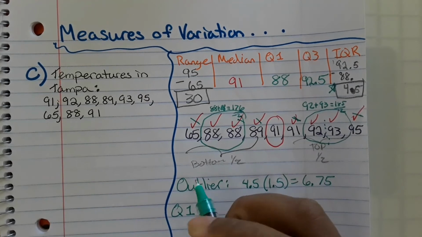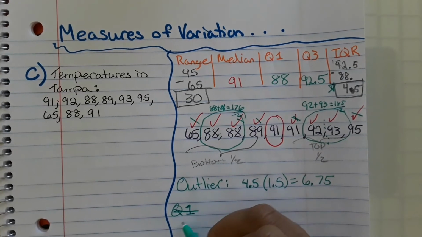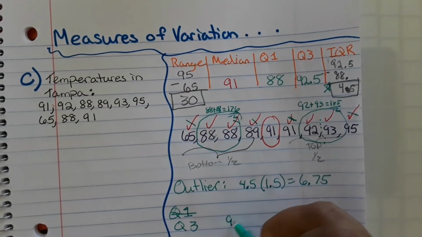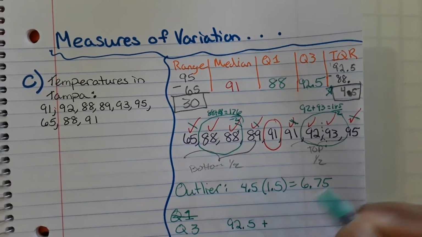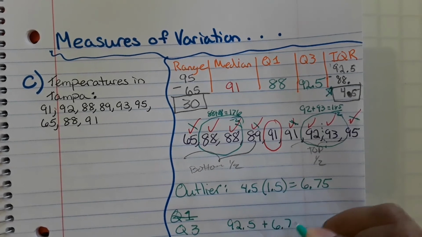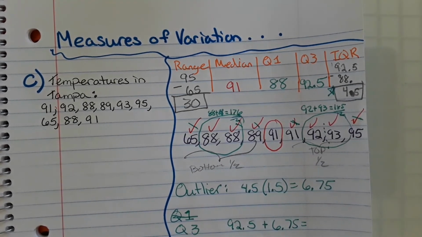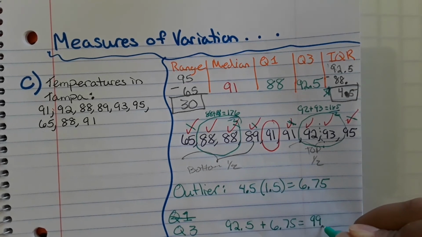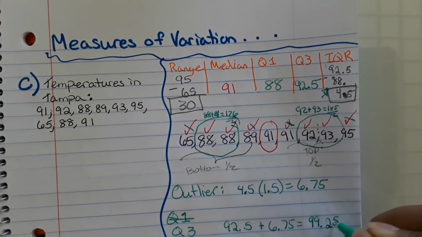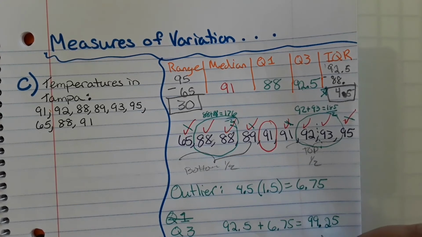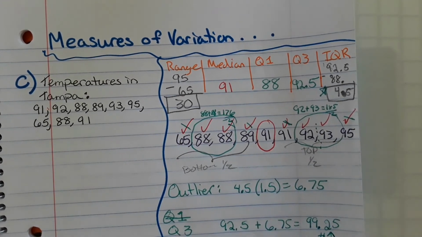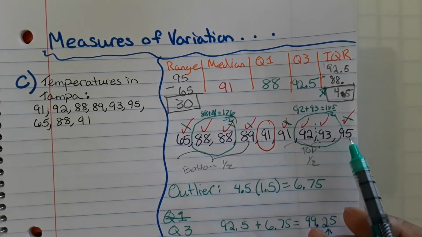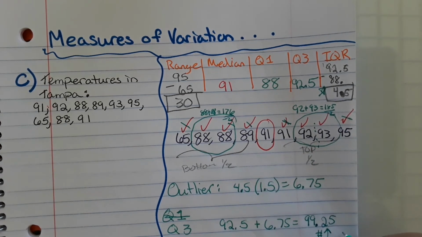Let's do quartile 3. Quartile 3, we would take 92 and 5/10. We're going to add to that 6 and 75 hundredths, and we get 99 and 25 hundredths. All right, so we're looking for, is there a number that is greater than that in our set? Looking through, biggest number is 95, so that would be a no.